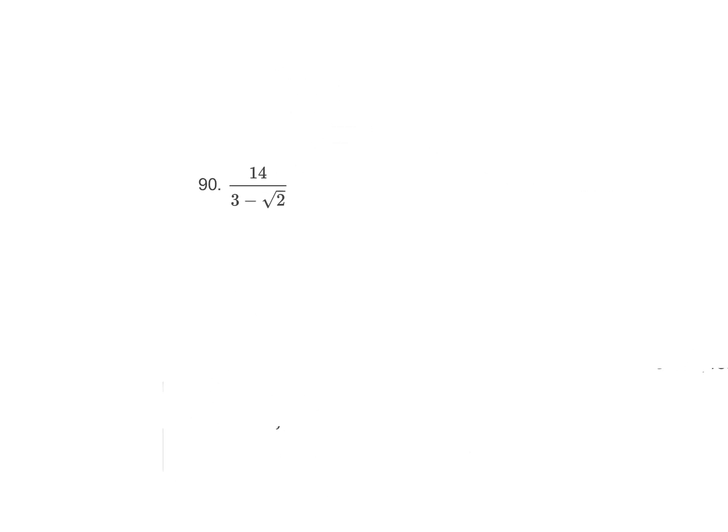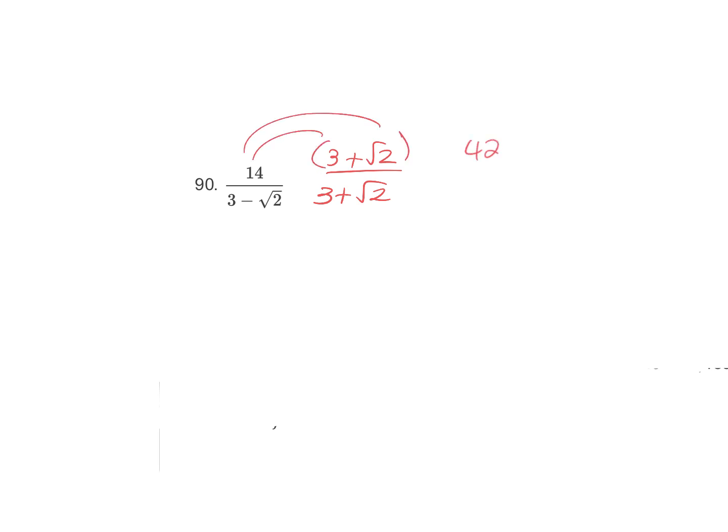So for number 90, we have to rationalize. Remember, you can never ever leave a radical in the bottom of a fraction. So I'm going to multiply by the opposite expression of the denominator. So I'm going to multiply top and bottom by 3 plus the square root of 2. I'm going to distribute the 14. So this gives me 42 plus 14 square root 2.